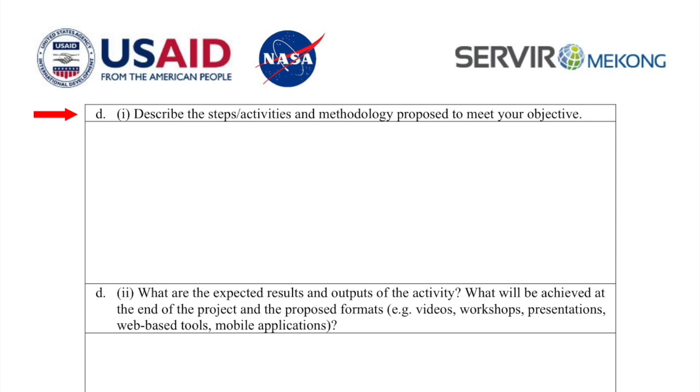In Section D, Part 1, you should introduce the overall methodological approach for your work. Is it qualitative or quantitative, or is it a combination of both? Make sure that your methods will actually address the problem that you proposed in Section A. You should also describe the specific activities and steps you will take to achieve your objectives, and what methods you're going to use. This is the what and how section.